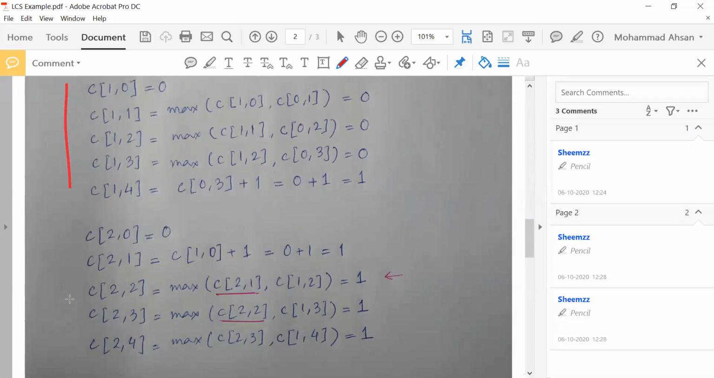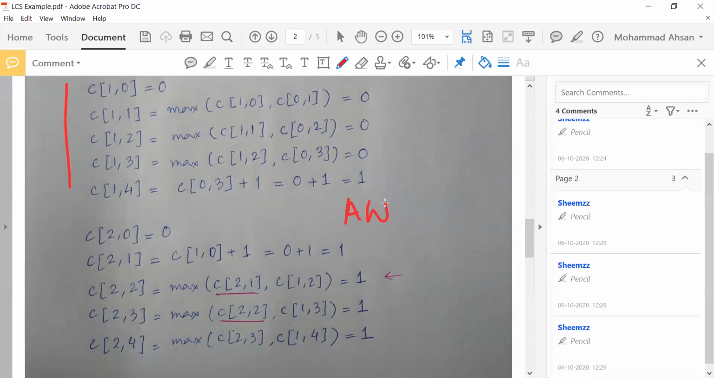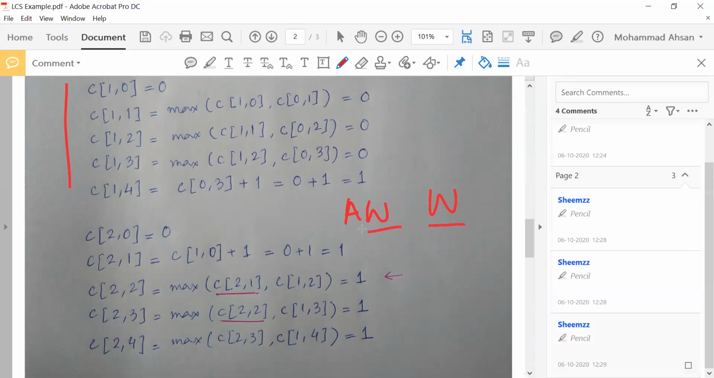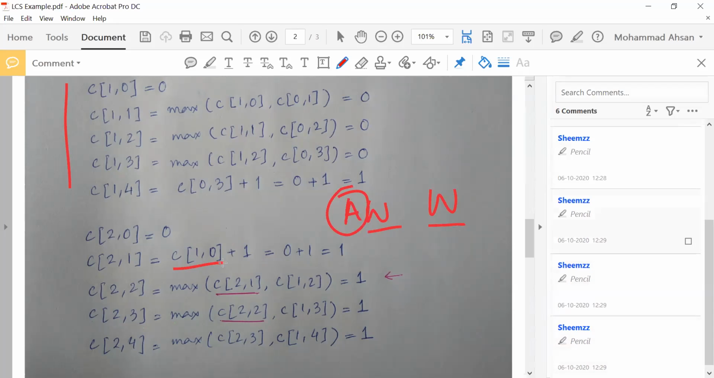C21, this is what we are looking at. Since there is a match, AW and W, you are comparing AW and you have W. So the last element matches, that one is here. And then you are left with what? C10. After that, once you eliminate this W, you are left with only A. So C1 and 0. And when one of the two is 0, you get a 0. So your final answer is 1.